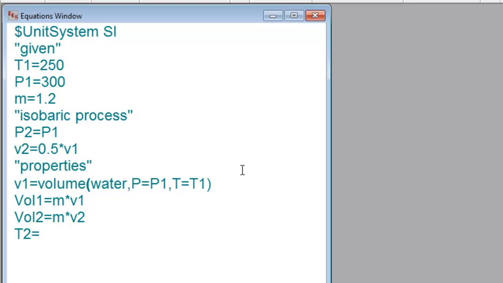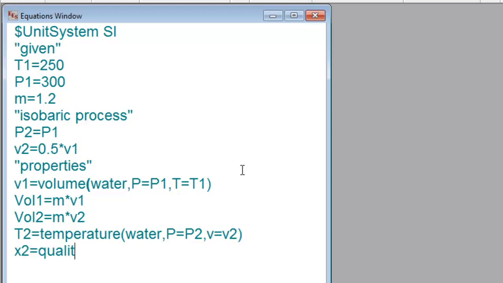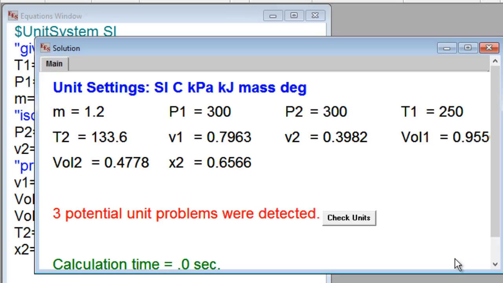We can continue to find any other properties we want. One of the things we need to know is the temperature, so I'll use the temperature function. The two things I know are the final pressure and the final intensive volume. We also need to find the quality. There's a function called quality, and it's called the same way, with water. And again, I'll use two independent properties, P2 and V2. So if I typed all that in correctly, I should have my solution.